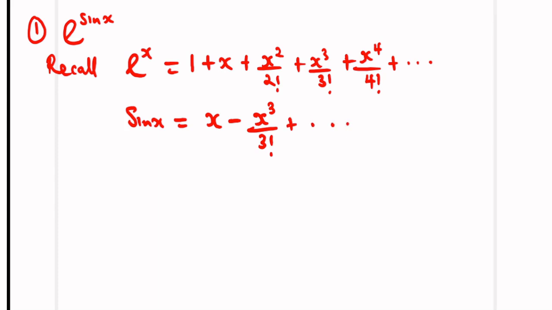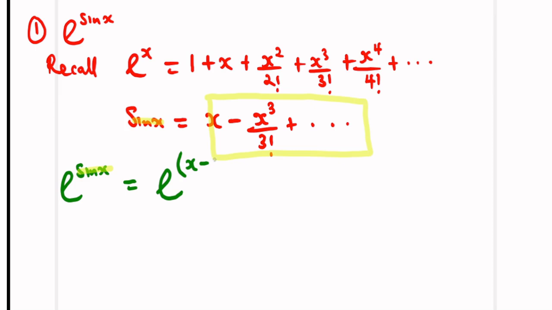Okay, now the question says exponential sine x. So we'll have exponential sine x equal to exponential, and we're going to replace sine x with its series expansion. The series expansion of sine x we have is this. So replacing sine x with all this, we'll have exponential of x minus x cubed over 3 factorial plus dot dot dot.